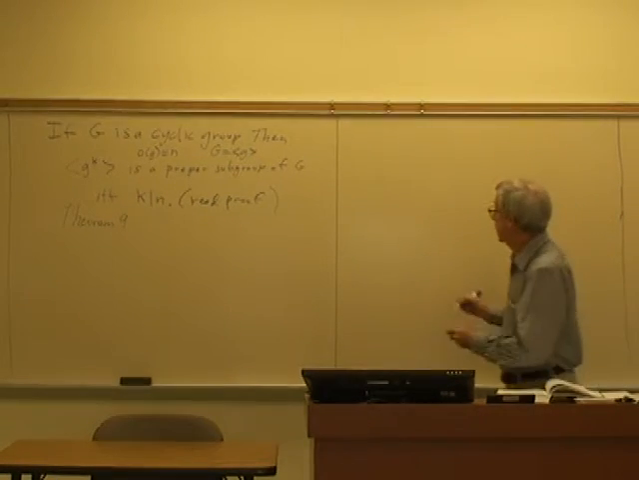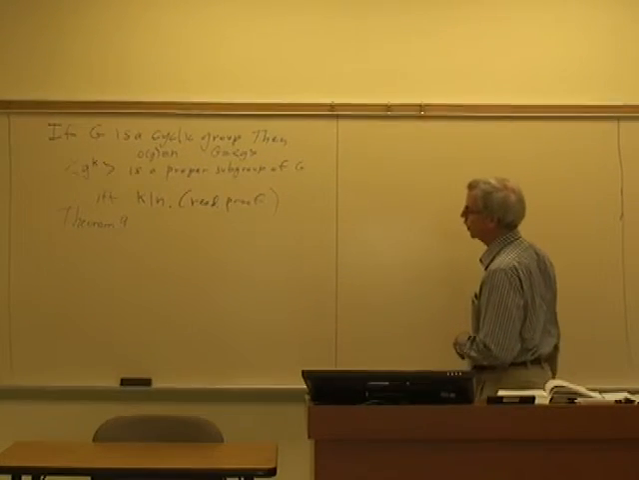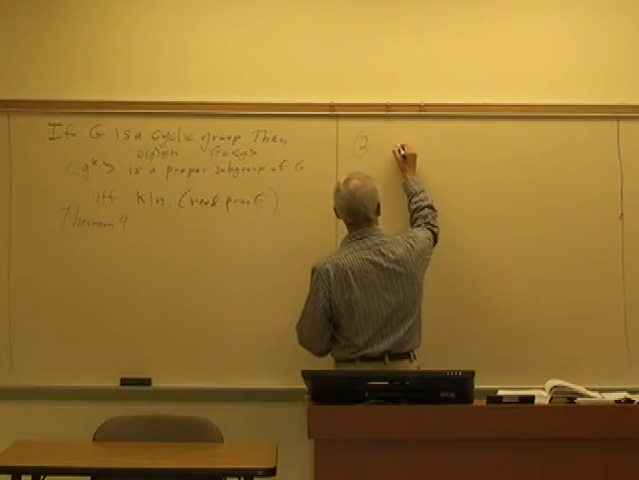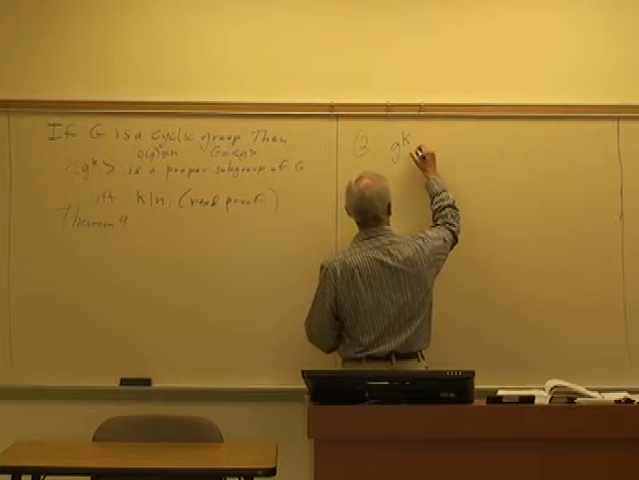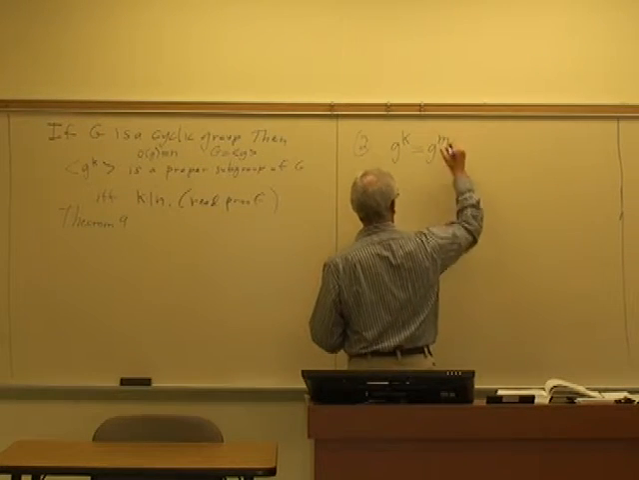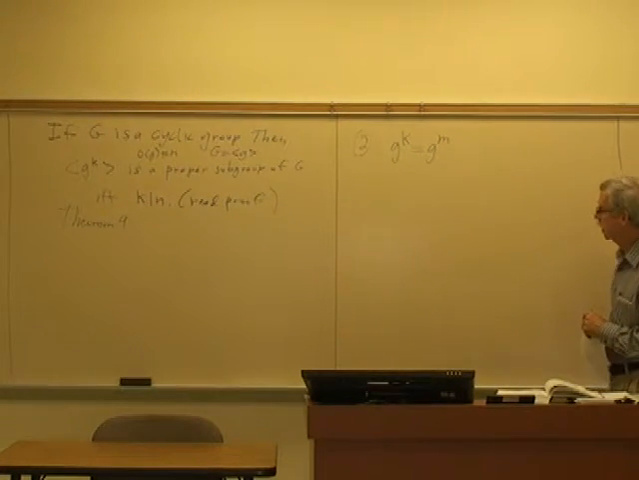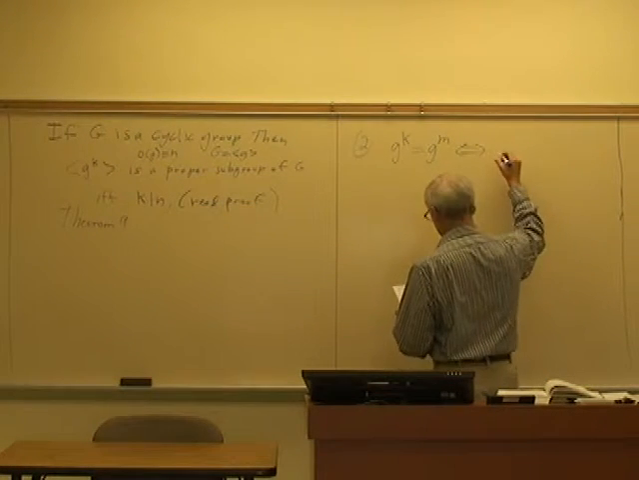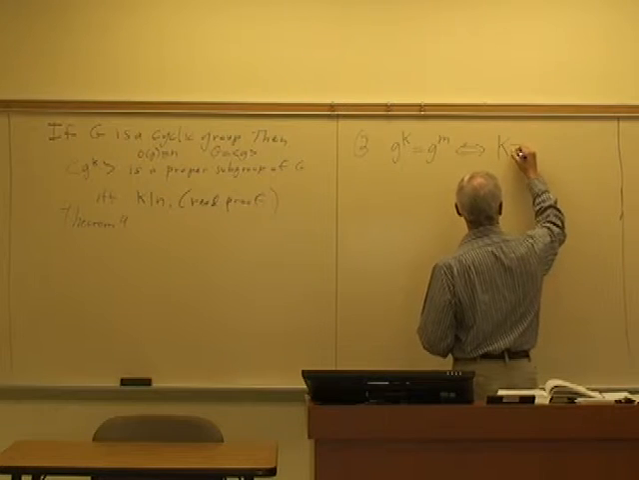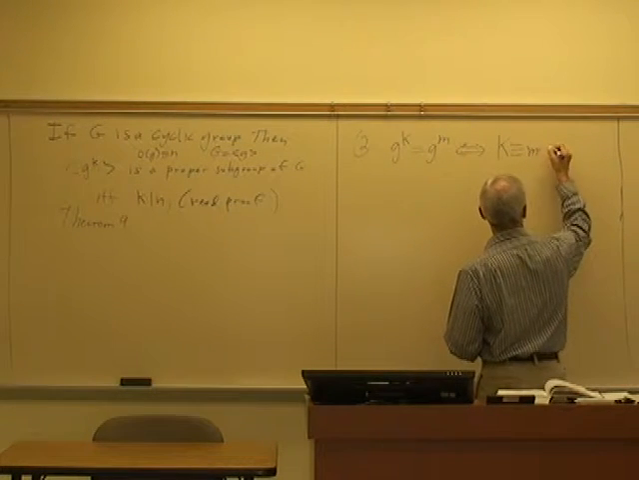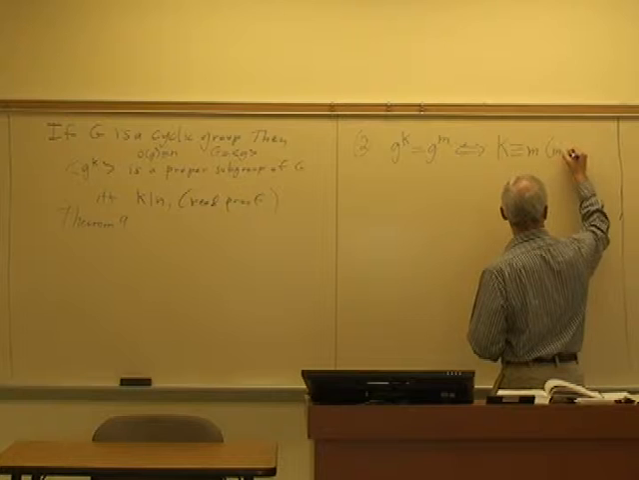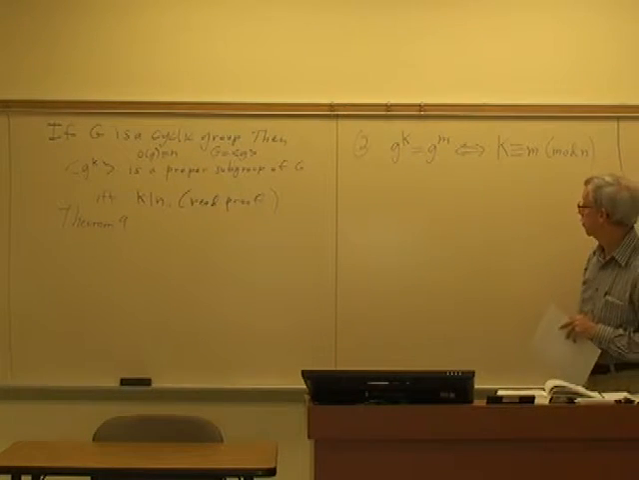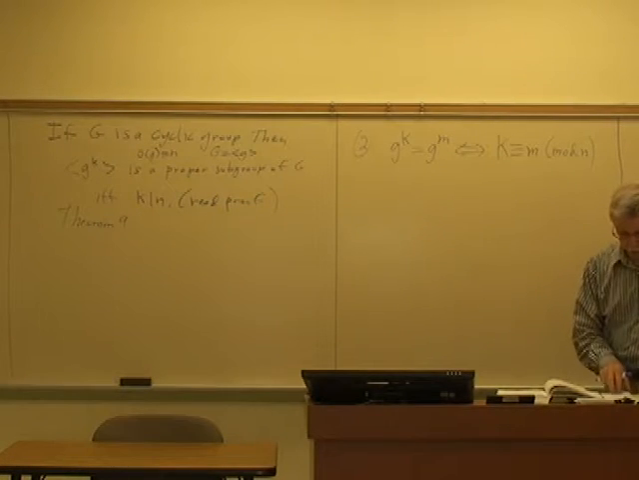So we have the following. Still, G is a cyclic group with these conditions, and we want to show the following: that g to the k is equal to g to the m, two different exponents giving the same answer, if and only if k is congruent to m modulo n. So this will give you a little introduction to number theory also.